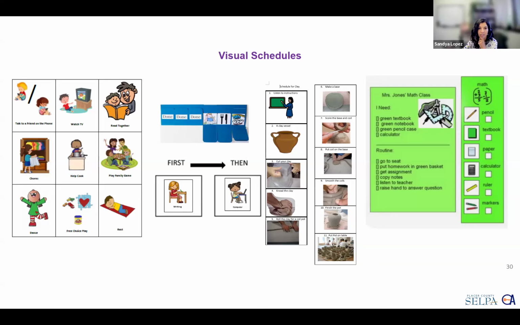We can help families create these done, first then folders or first then charts, and just visual schedules on how to complete a task. And so these are just some examples. And like I said, they're all linked here. So if you were to click on the pictures, you should be able to at least access 2 or 3 of those. Next slide.